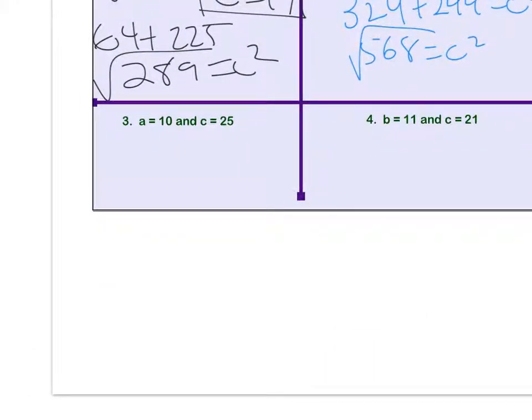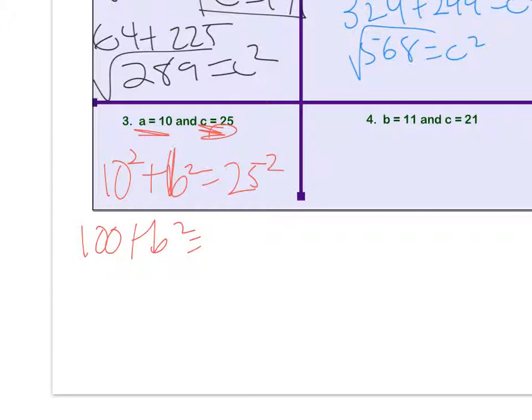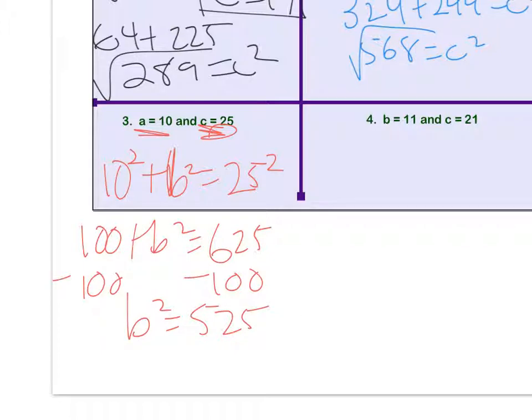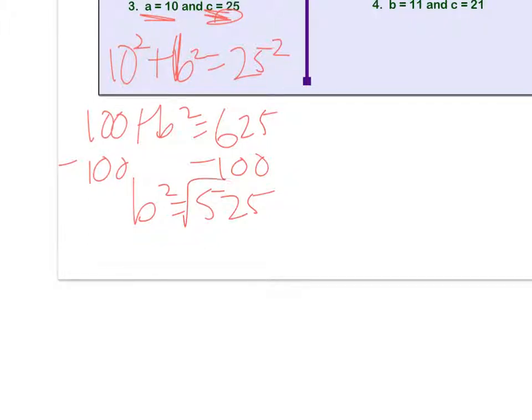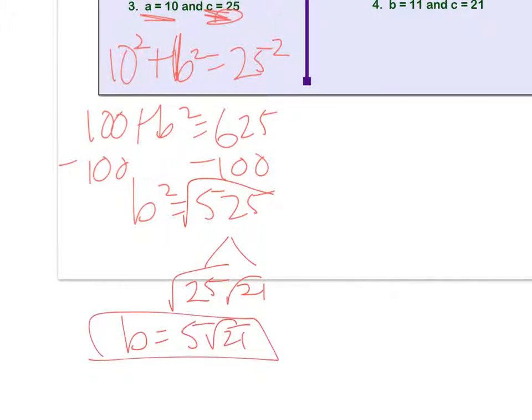So now looking down here, please notice, C is 25, A is 10. So this is going to look like 10 squared plus B squared equals 25 squared. So this is a B, sorry. So 100 plus B squared equals 25 squared, which should be 625. So if I subtract 100, b squared is going to equal 525. Now that's not a perfect square, so I've got to simplify that. So the square root of that splits into 25 and 21, square root, square root. So b is going to equal 5 square root of 21. There's my answer, 5 square root of 21.